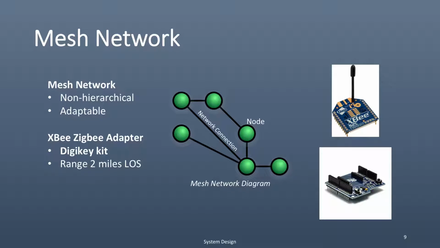Each of the devices in the system will be equipped with one of these network adapters. For the actual component selection, we went with an XBee Zigbee adapter from DigiKey. They offered a kit. The XBee Pro offers a 2-mile range with line of sight.